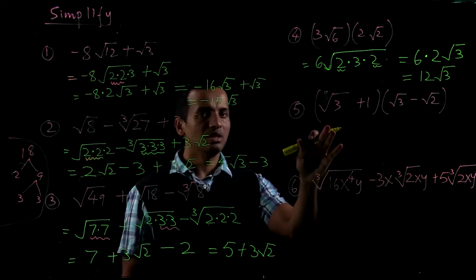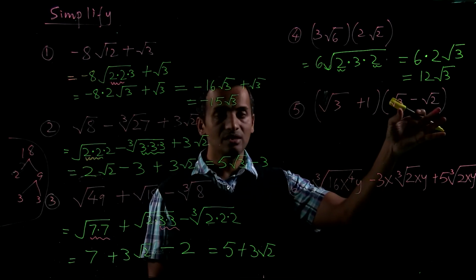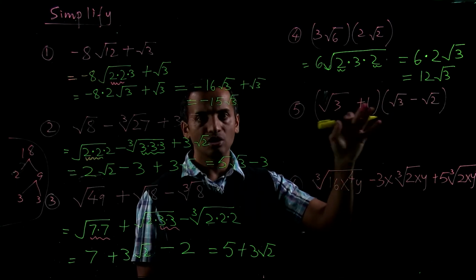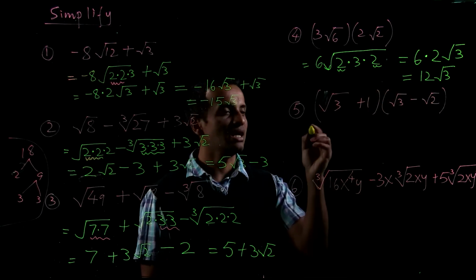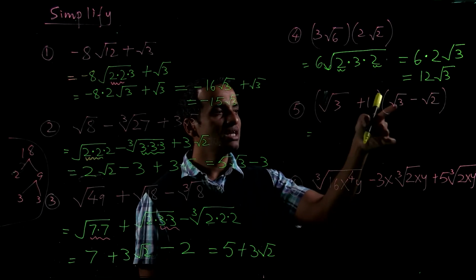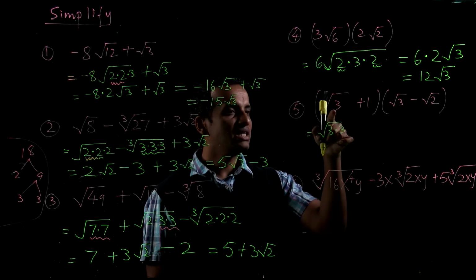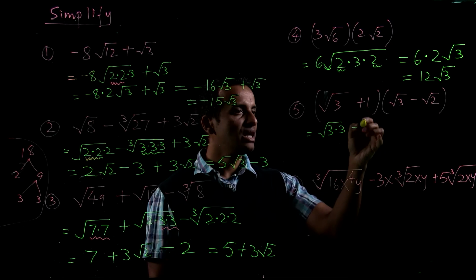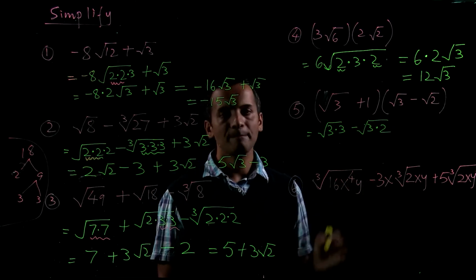Okay, how about this one? So this is the product of two numbers, and the other is there are two numbers, right? So these are the products, so you need to use FOIL. So first to the first to the second, like that. So it is square root of 3 times square root of 3 will be square root of 3 times 3, and square root of 3 times negative square root of 2 is square root of 3 times 2.